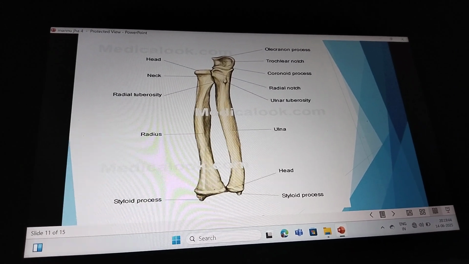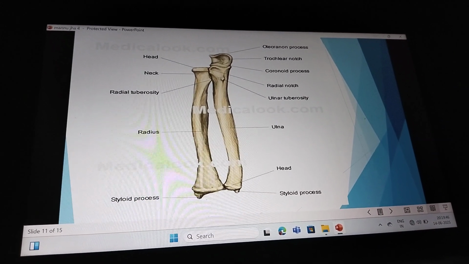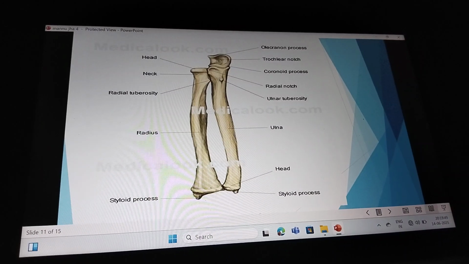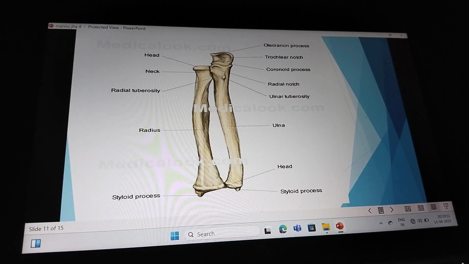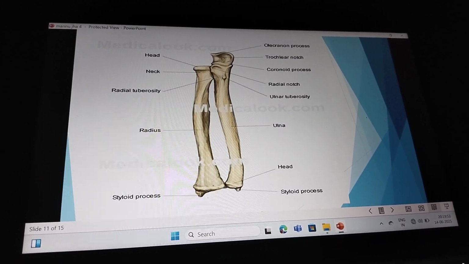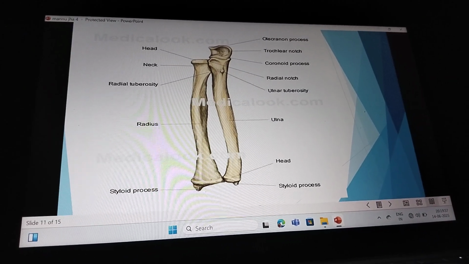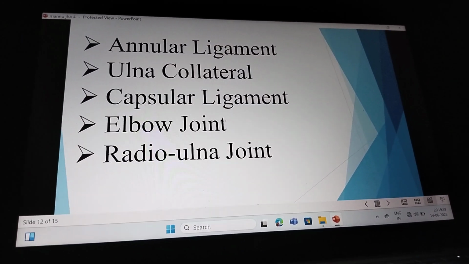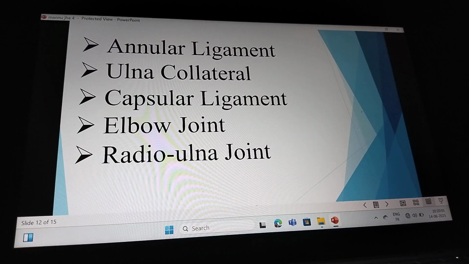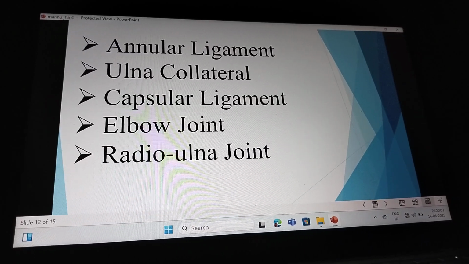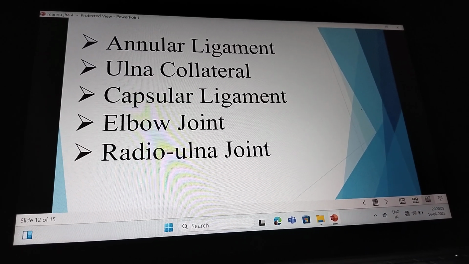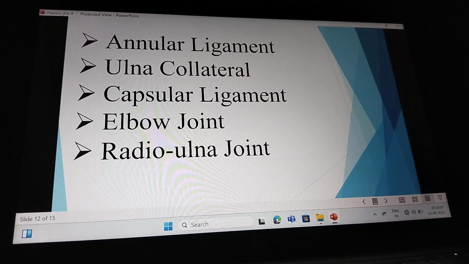This is head, neck, radial tubercle, olecranon, radial notch, coronoid process. Radial notch, ulnar tubercle, ulnar head, styloid process. Annular ligament, ulnar collateral, capsular ligament, elbow joint, radioulnar joint.